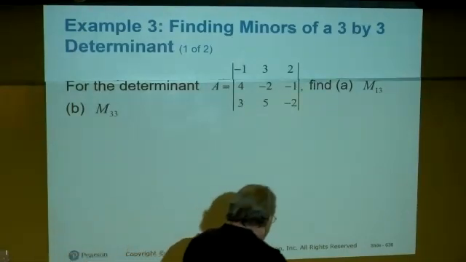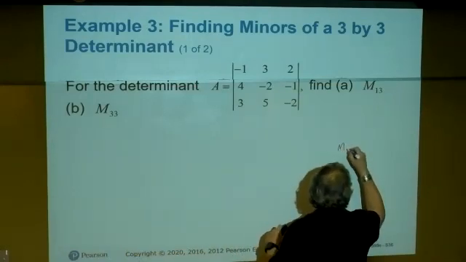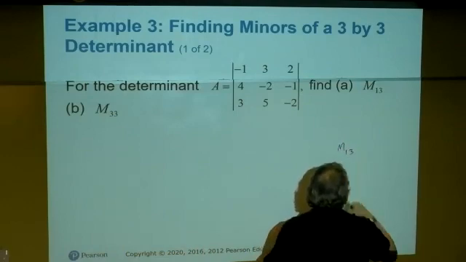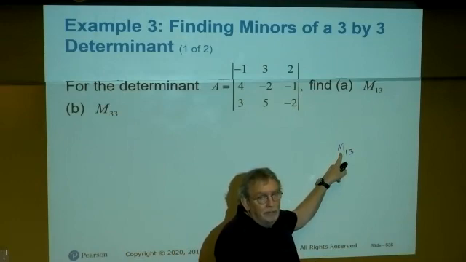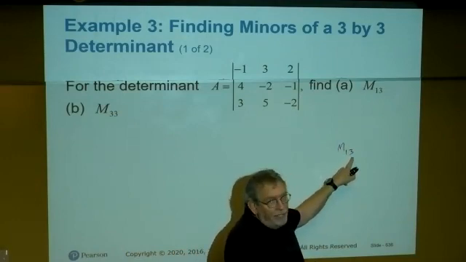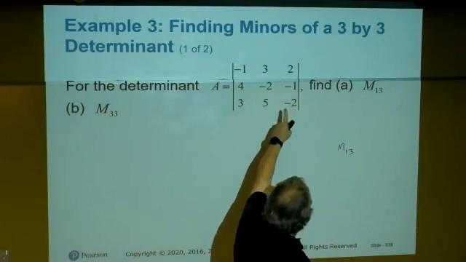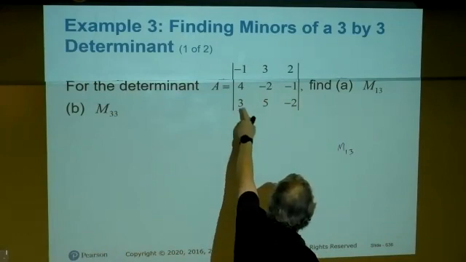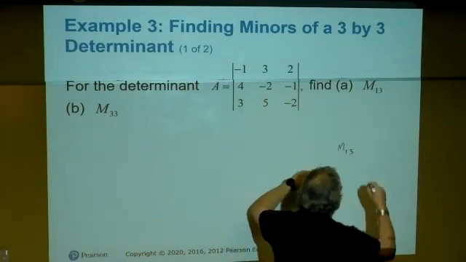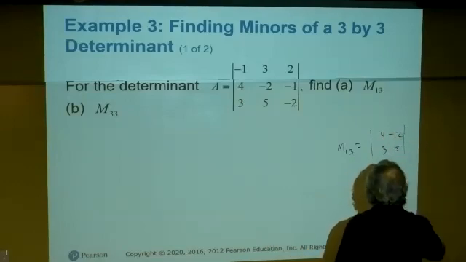So here, this note, and they didn't explain what this is. M 1, 3 is the minor for the first row, second column. First row, second column is that 2 up there. And so I ignore the first row and I ignore the third column. So the remaining 4 numbers, this is the determinant for -2, 3, 5.